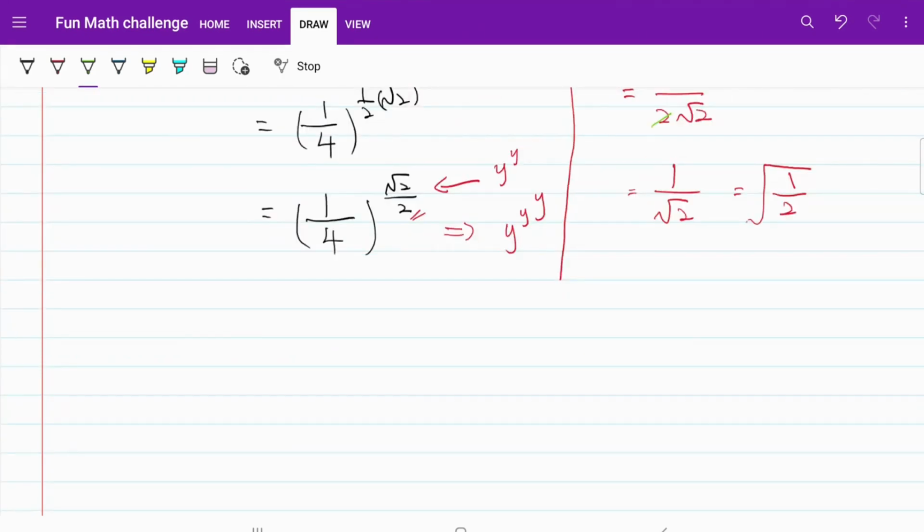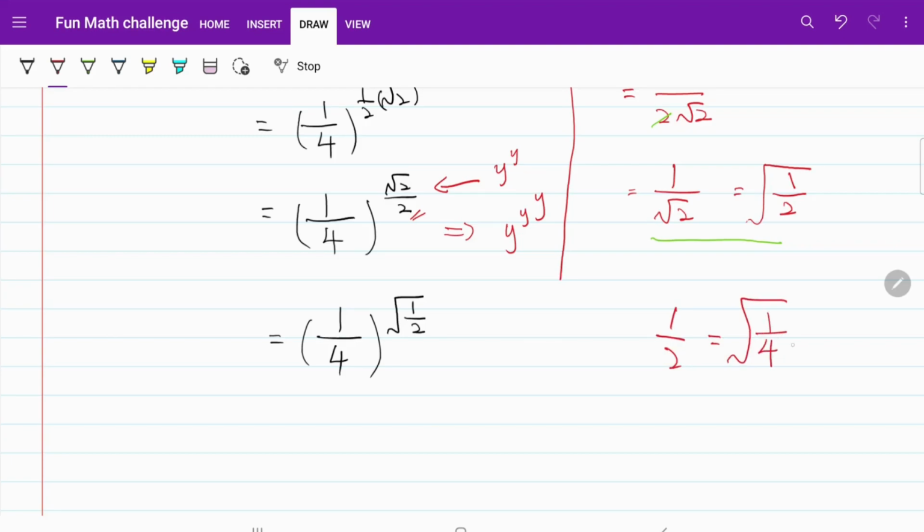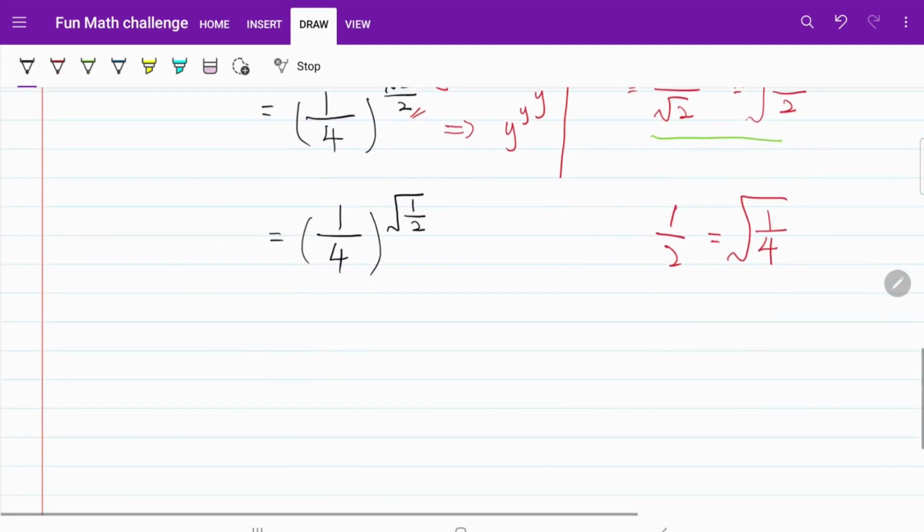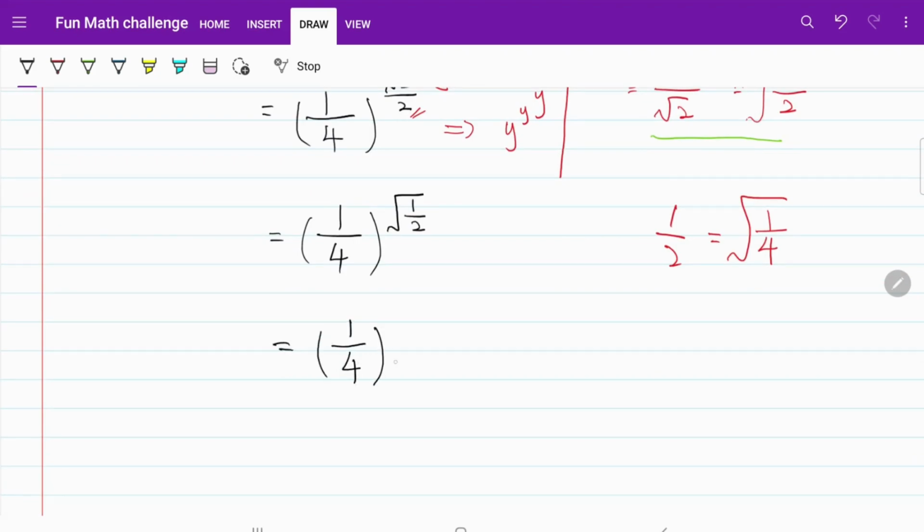We are now going to continue on our equation using this new identity. So I'm going to write this as 1 over 4 to the power of square root of 1 over 2. And we have established earlier that we can write 1 over 2 as the square root of 1 over 4. So from here, I have 1 over 4 to the power of the square root of the square root of 1 over 4.